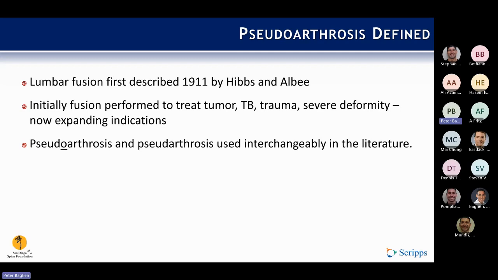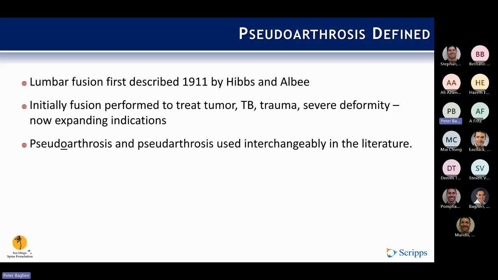One thing that I did find interesting is looking at pseudoarthrosis with an O versus pseudarthrosis. They're used pretty interchangeably in the literature. Most recent Google searches would favor pseudoarthrosis at about 1.2 million hits versus pseudarthrosis at about 400,000 hits. But it did make the literature search a little bit challenging for certain things, just because how you spell would influence your results pretty considerably.